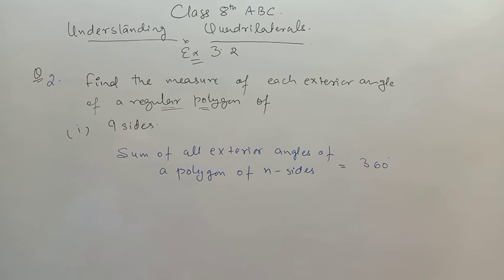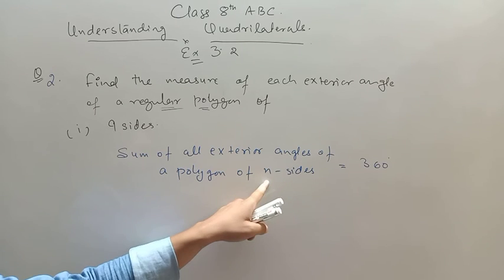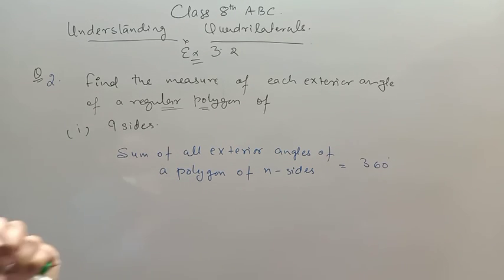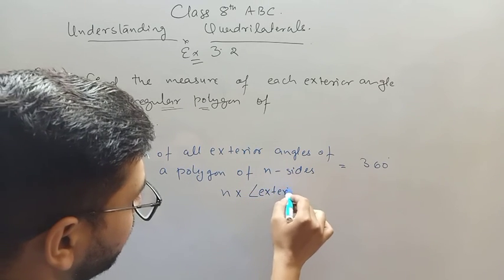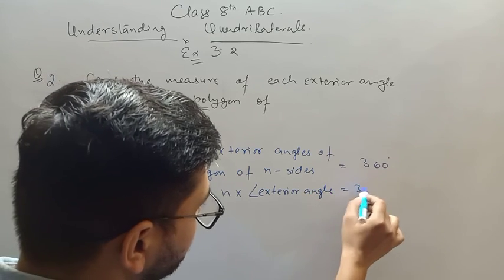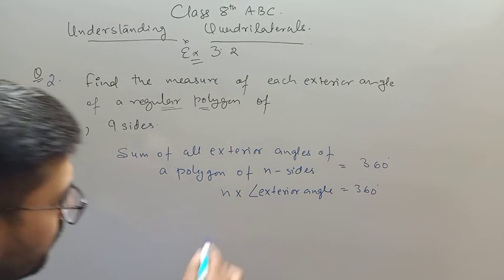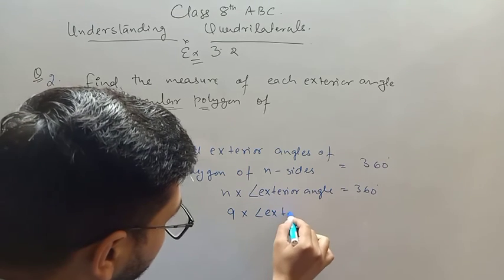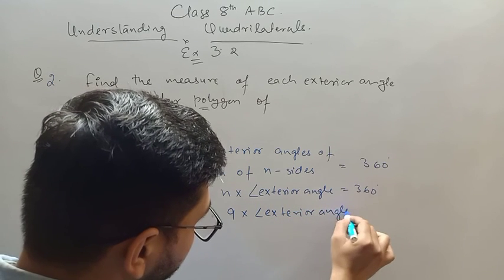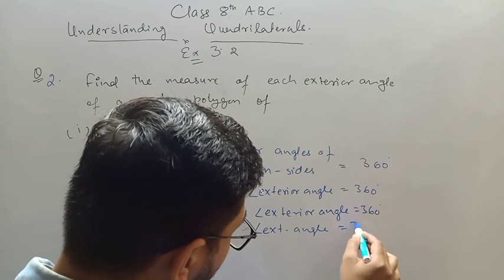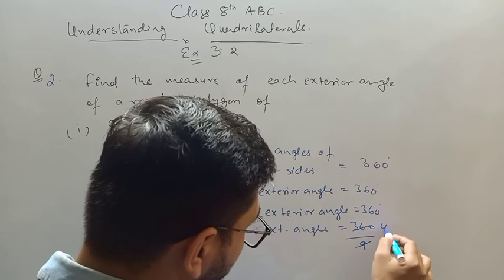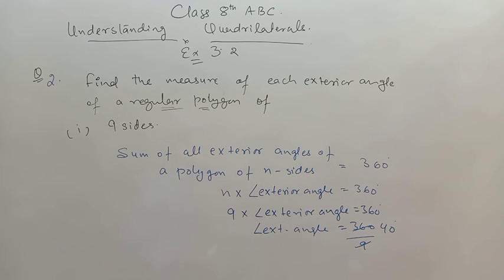You don't know how many sides there are. Okay. So this is a general expression for n sides. Now here you have 9 sides, so you can calculate the exterior angle like this. So you can write n into exterior angle is equal to 360. As per the given question, n is 9. So you can write exterior angle is equal to 360 divided by 9, that is 40 degrees. That means each exterior angle is equal to 40 degrees. So this is the answer.